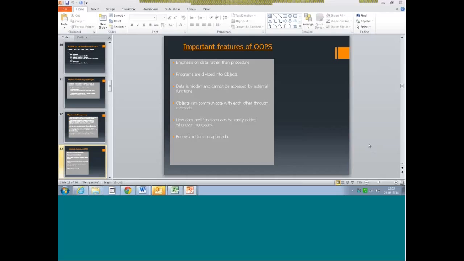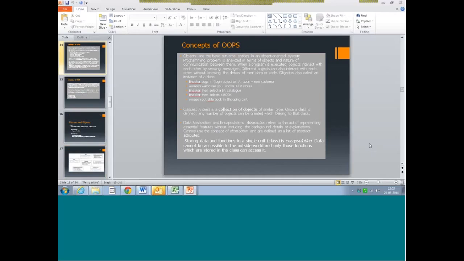So object-oriented programming uses these concepts in the programming world. What are the three concepts that you learn here? The first is that a class is a collection of objects of similar type. Once a class is defined, a number of objects can be created which belong to that class. We learned this, correct? We said a cart is a cart. The moment people keep purchasing, it creates as many carts as required. So it is nothing but a collection. Correct?